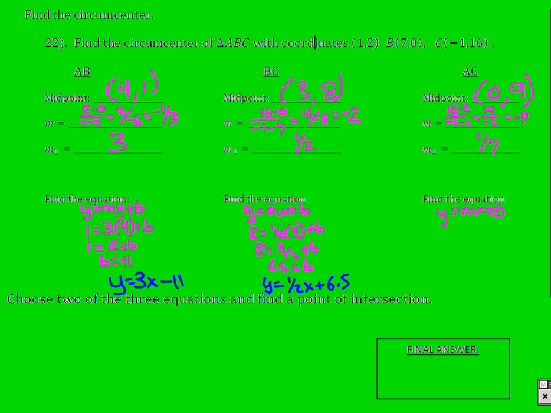And then this last one, we're going to see what we get. Y equals 1/7 times x, and x is 0 up here. My y value is 9, so I'm going to plug in 9 there, plus b. So 9 equals 0 plus b. So I get 9 equals b. So that means that my equation here should be y equals 1/7 x plus 9.